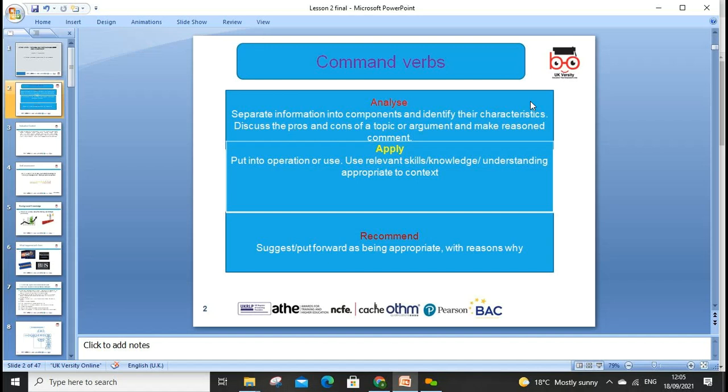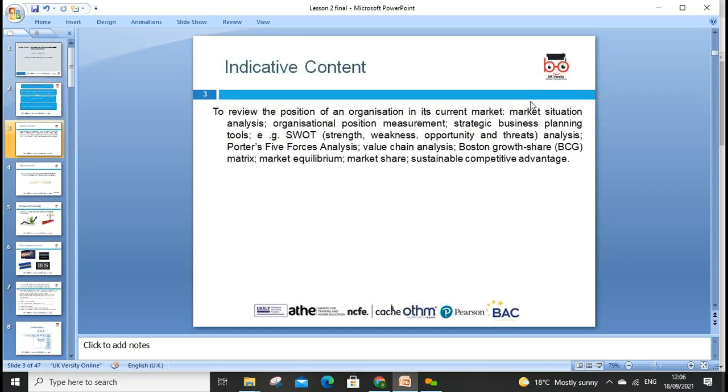Today's lesson key command verbs are, first, analyze: separate information into small components. If somebody says to you, analyze something, we need to divide it into small components to compare and analyze. So discuss the pros and cons of the topic, arguments, reasons, comments. That's the main analysis. Apply means put into operation or use: you apply your knowledge, then you draw the recommendation based on your knowledge. You recommend or suggest something based on theories and analysis. So those are the key command verbs we have.